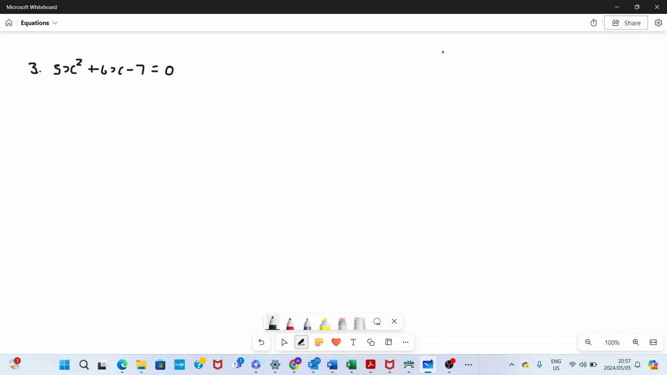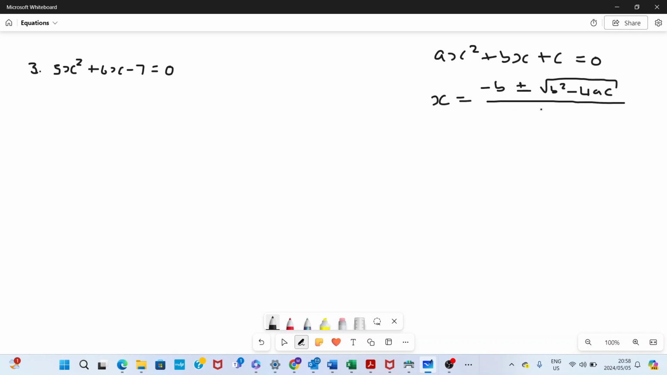For a quadratic equation, ax squared plus bx plus c equal to 0, the quadratic formula is x equal to minus b plus or minus the root of b squared minus 4ac, all divided by 2a. So this quadratic formula is valid for this quadratic.